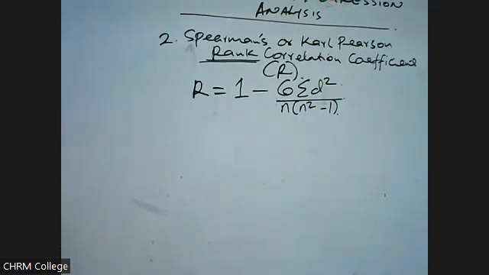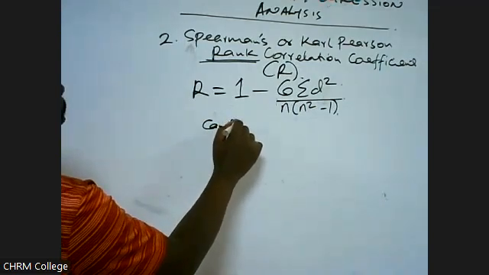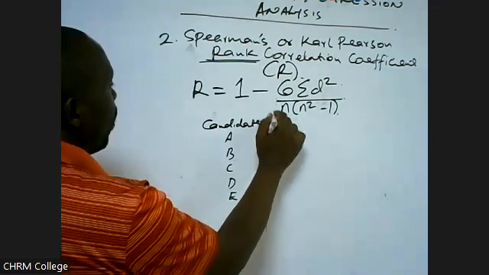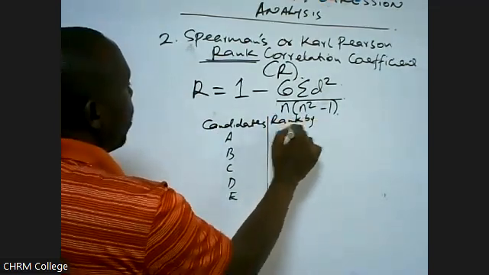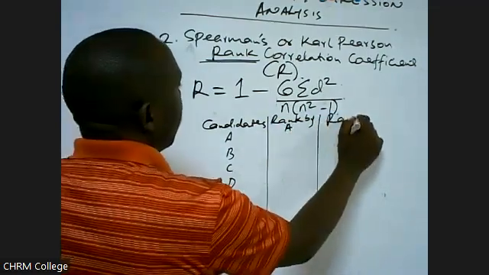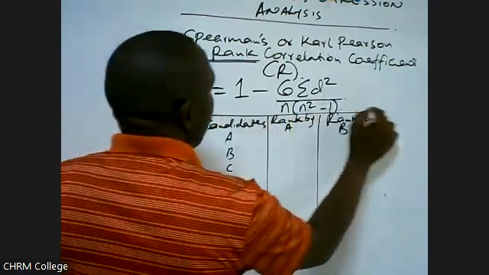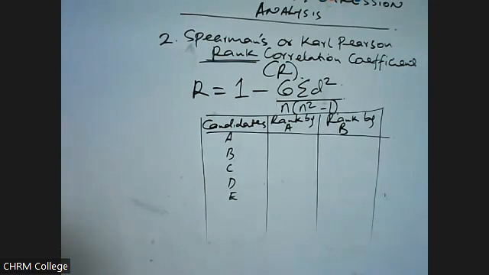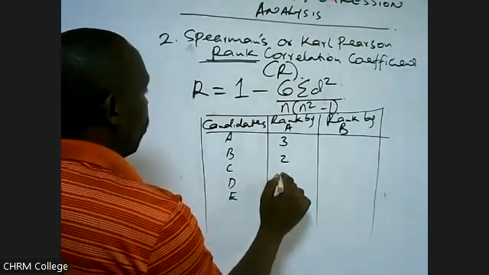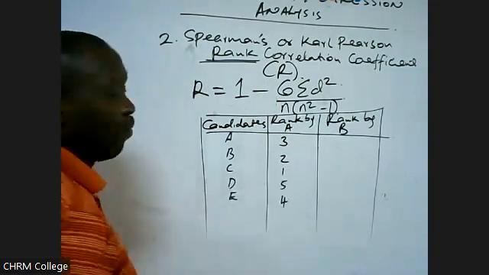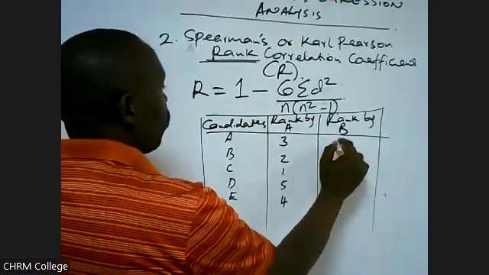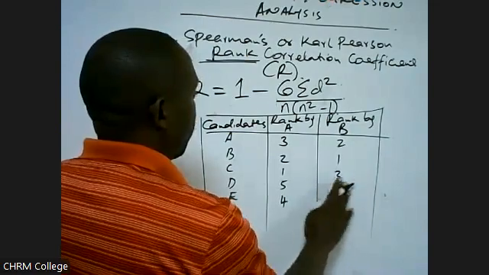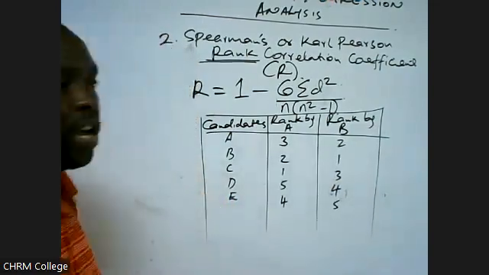So, for example, if we were talking about the ranking of candidates, if we have candidates A, B, C, D, and E, then the rank by Judge A, and then the rank by maybe Judge B, that is the manager. If we want to measure the rank correlation coefficient, we must be given the ranks from the first up to the last. Maybe this candidate was number 3, this was number 2, this maybe was number 1, number 5, and number 4. Then according to B, this was number 2, this was number 1, this was maybe number 3, number 5, this is number 4. And then this is number 5, according to Judge B.